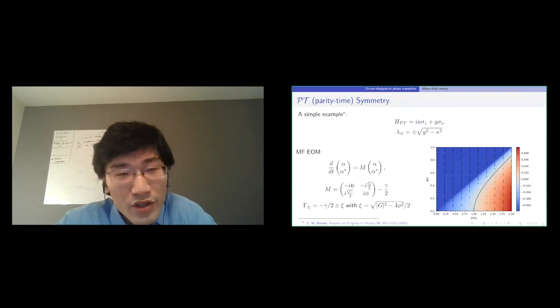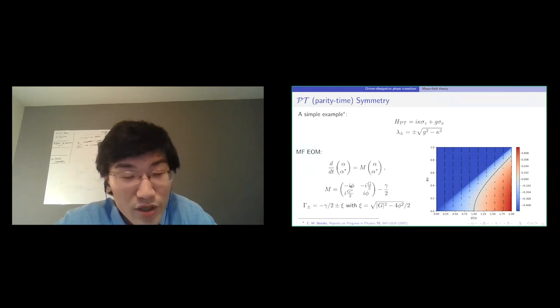So here the parity is just by an exchange of alpha and alpha star. Basically, under this transformation, this term will go here and this term will go here. Then you can say that there's a minus sign. The time reversal symmetry is just a complex conjugate. Then you get another minus sign from this imaginary constant i. So now it's invariant and PT symmetric.